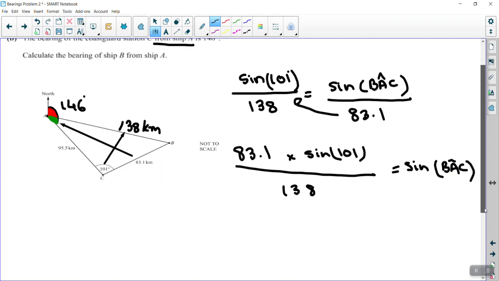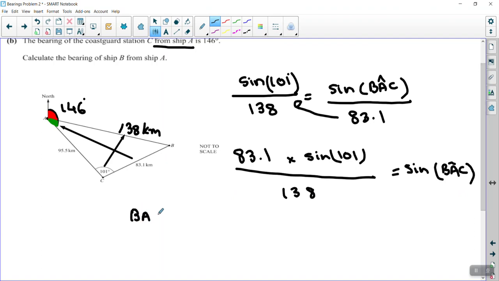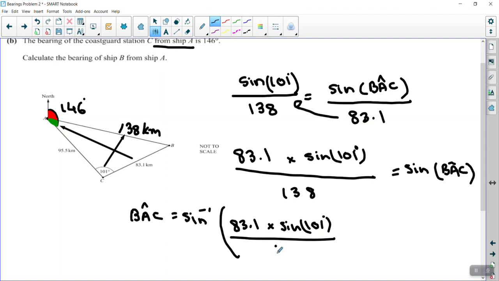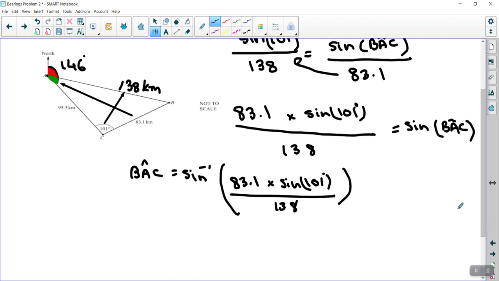So to find the angle BAC, we would have to use sine inverse. So sine inverse of the entire thing, 83.1 times sine 101 degrees over 138. Plug this in the calculator, and you should get your answer to be around 36.235.